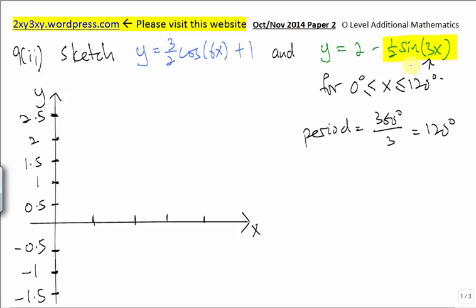To plot one cycle of this sine wave, I need 4 divisions. 1, 2, 3, 4. The fourth division will be 120 degrees. Here is 60. And one division will be 60 divided by 2, which is 30. And here will be 90 degrees. The amplitude of this half sine 3x will be half. The sine wave will start from 0. One division later, it will go to the highest point, half. It will go down to a lowest point, and go back to 0. And join the points together.